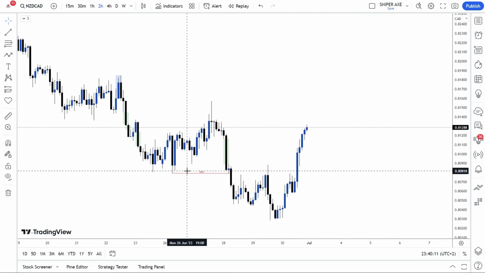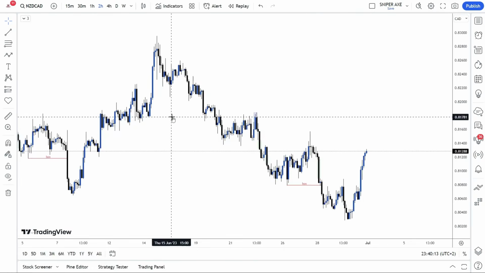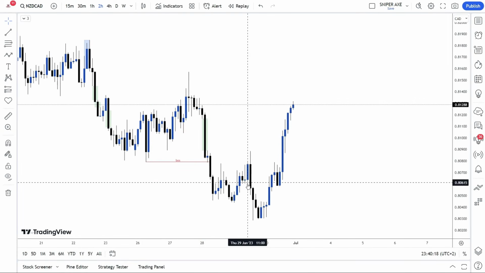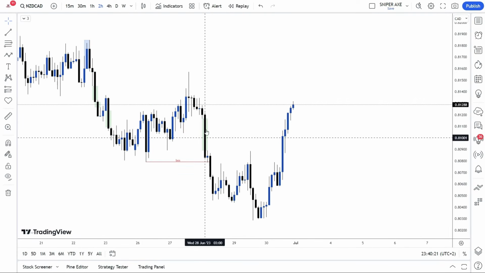So we actually got a BOS here from our indicator. Look, it's just the indicator there. We got our BOS. After getting our BOS, we realized that there was some imbalance there. This imbalance had to be closed.